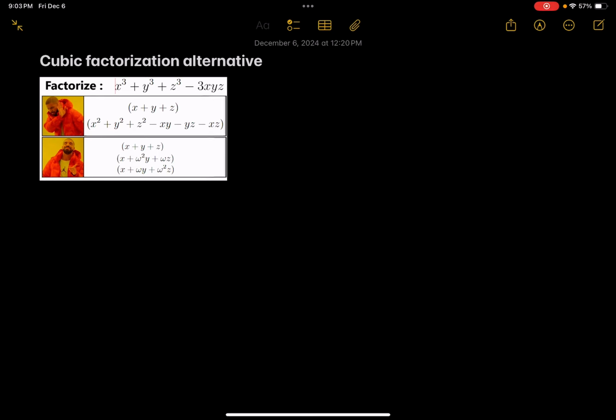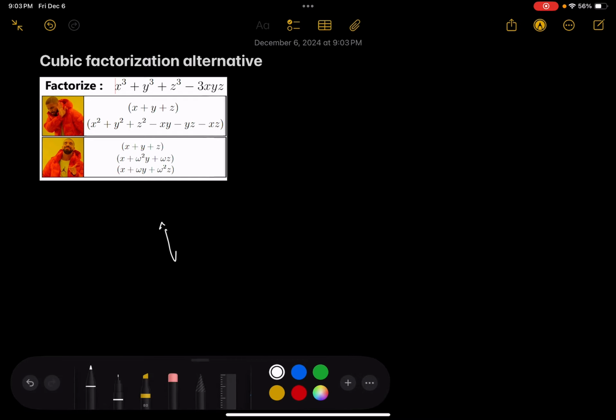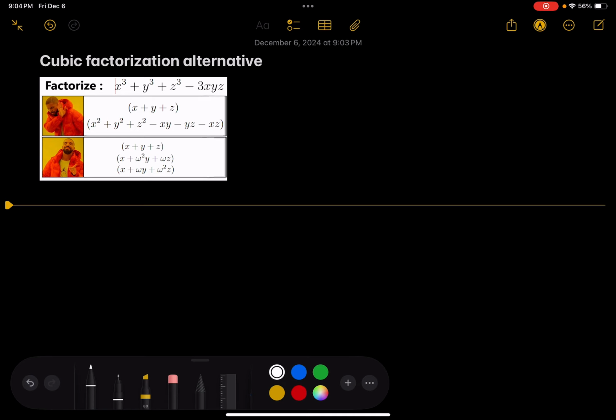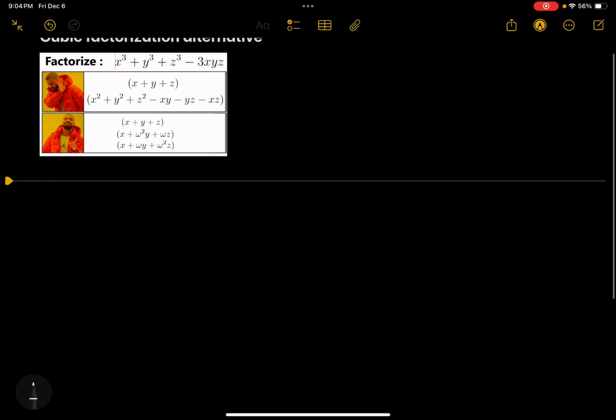Everyone knows the first factorization, but do you know the second one? This one that's given over here. In this video we'll try to make sense of the second factorization, and we'll just assume that you know the first one. The first one we have been taught in high school. Using the first one we'll try to derive the second one, and the second one seems more interesting and more unique.